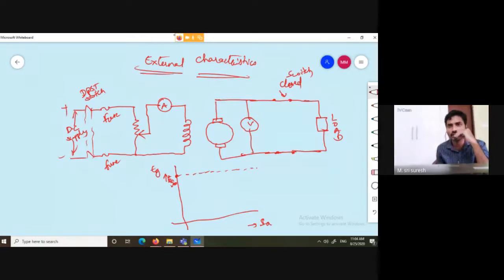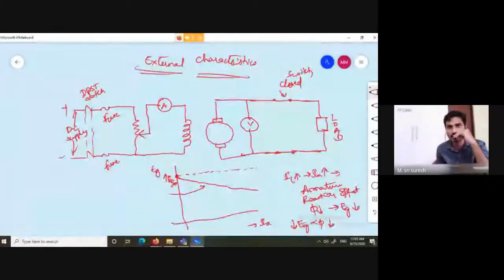After this, what happens? If you load the generator, the IA value is increased. If IL increases, IA increases. If IA increases, the armature reaction effect increases. Due to this armature reaction effect, what happens? The flux is decreased. As EG is directly proportional to flux, if the flux is decreased, EG is decreased. So EG value will decrease. After this point, if we increase the load, the armature current will increase, and proportionally, EG value will decrease. So this is the internal characteristics line.